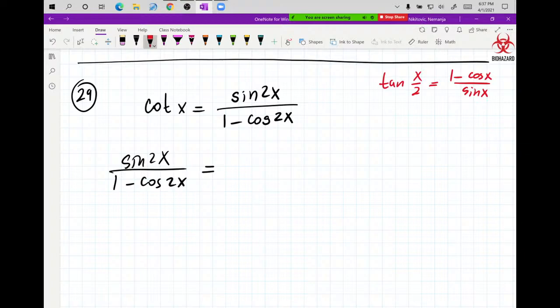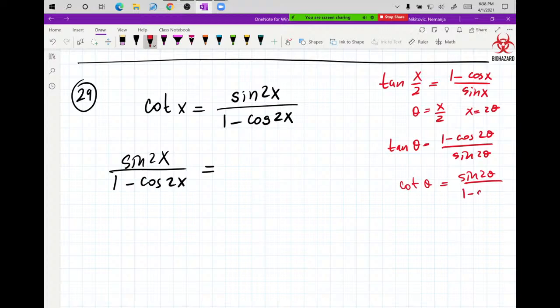And you just use the substitution. Theta equals x over 2, from where x is equal to 2 theta. You can see that you can get tangent theta is equal to 1 minus cosine 2 theta over sine 2 theta. And then when you flip tangent into 1 over tangent to make it into a cotangent theta, the other side flips and the problem is solved.